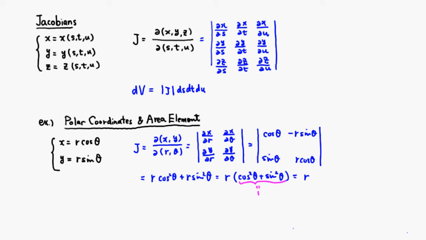Therefore, the area element is going to be the absolute value of the Jacobian times dr d theta, and the Jacobian came out to be just r. So you can see that this is the familiar area element for polar coordinates, and we can get that using Jacobians. This can be done for cylindrical coordinates and also spherical coordinates as well. All right, that's it. I hope that this was clear.